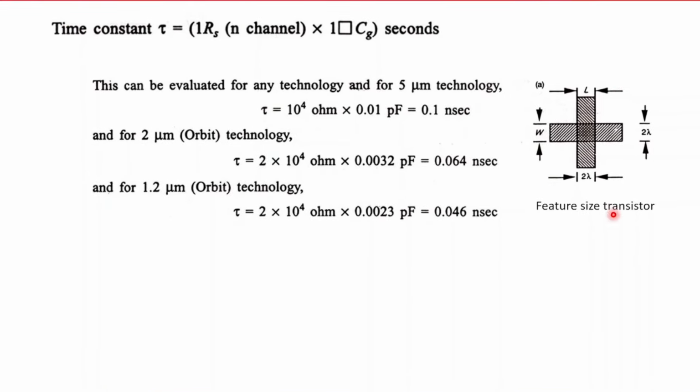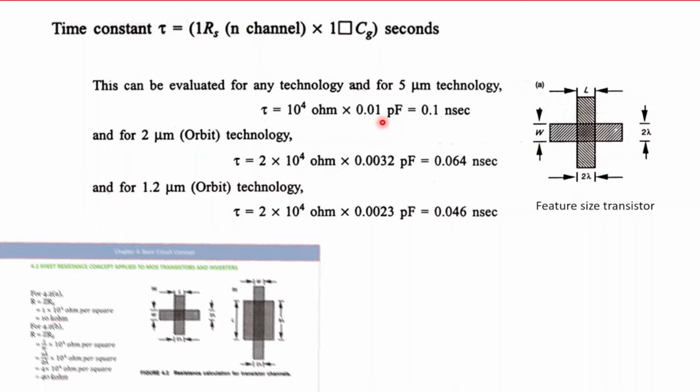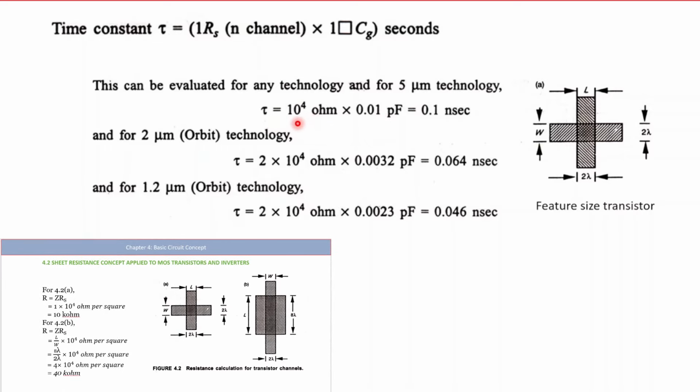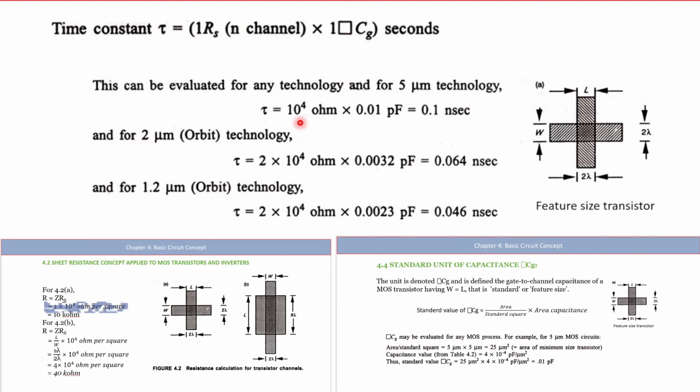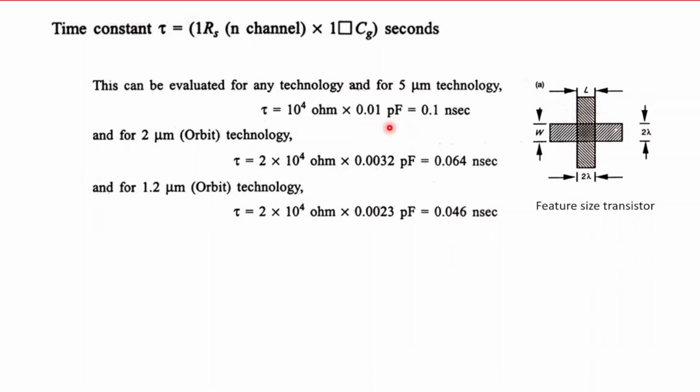Now for the time constant for a feature size transistor. The time constant will be the resistance for feature size multiplied by the standard square Cg. We have already calculated the resistance for feature size for 5 micrometer technology, that is 10 to the power 4 ohm, and we have also calculated the standard square Cg for 5 micrometer technology of feature size, that is 0.01 picofarad. So the time delay for feature size for 5 micrometer technology is 0.1 nanosecond.